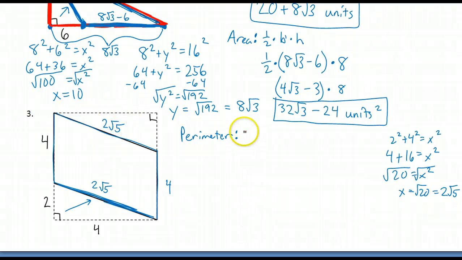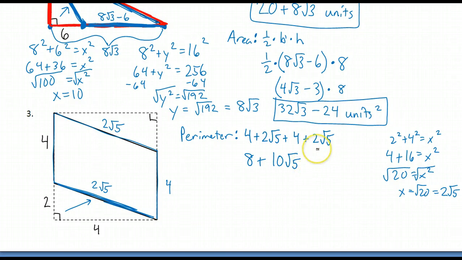So my perimeter is going to be 4 plus 2 square roots of 5 plus 4 plus 2 square roots of 5. Combine my like terms. 4 and 4 gives me 8. 2 square roots of 5 plus 2 square roots of 5 gives me, excuse me, 4 square roots of 5, because I have 2 square roots of 5 plus another 2 square roots of 5. So I'm going to add 2 and 2. I'm going to add just my coefficients.